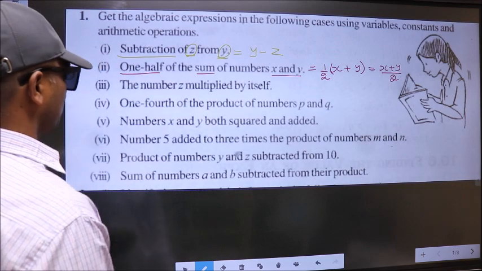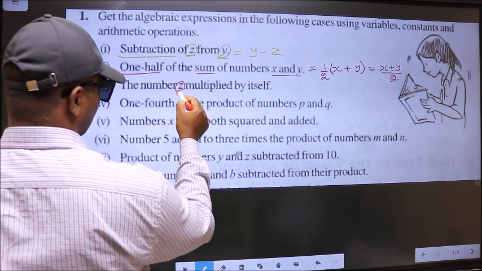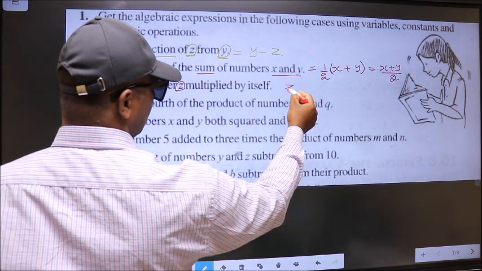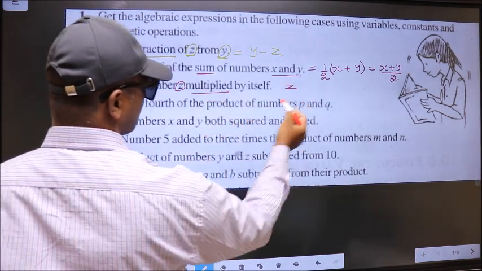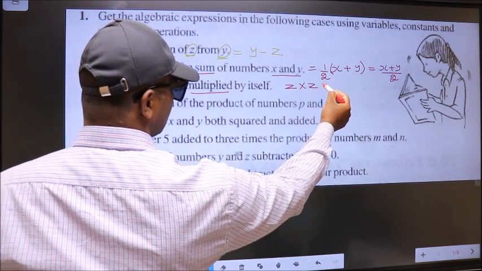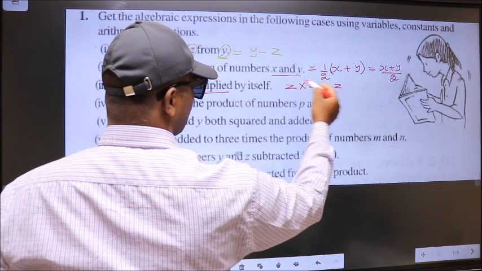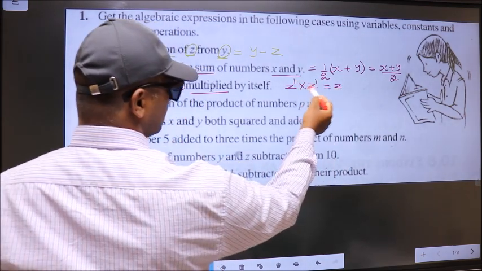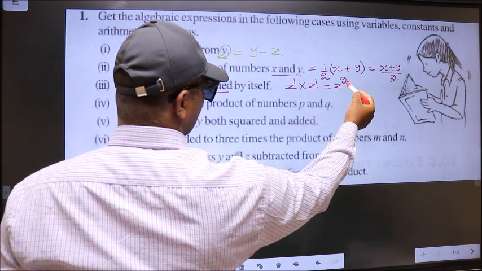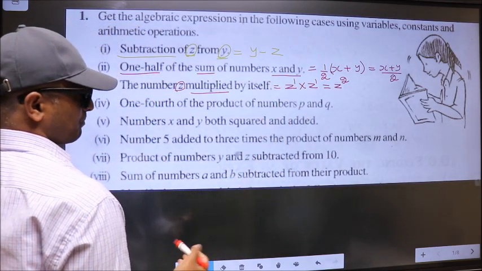Next, the number z multiplied by itself. So z multiplied, so put into, by itself means again z. So we get z with power, add the powers since bases are same. So 1 plus 1, 2. So z square is the answer for this one.